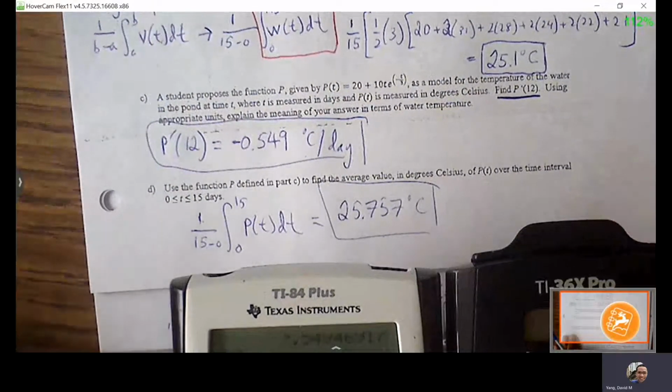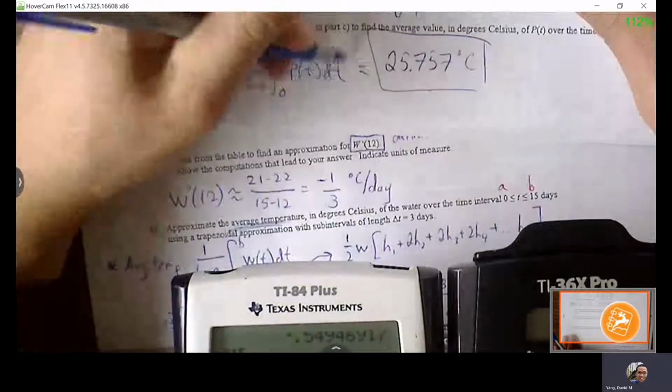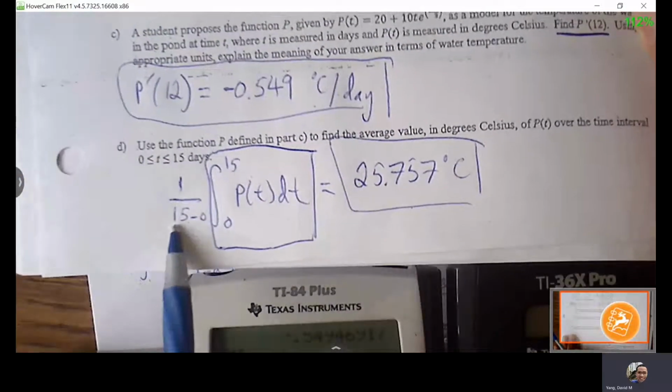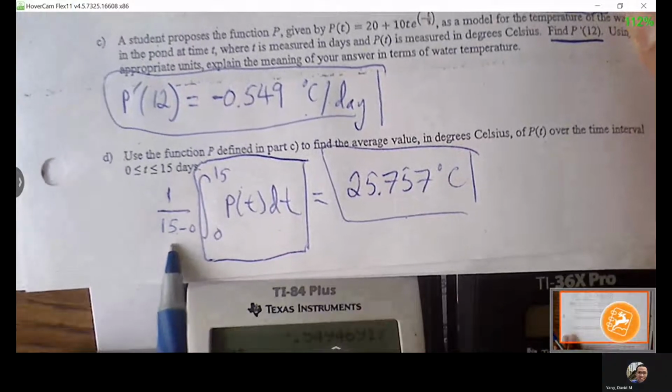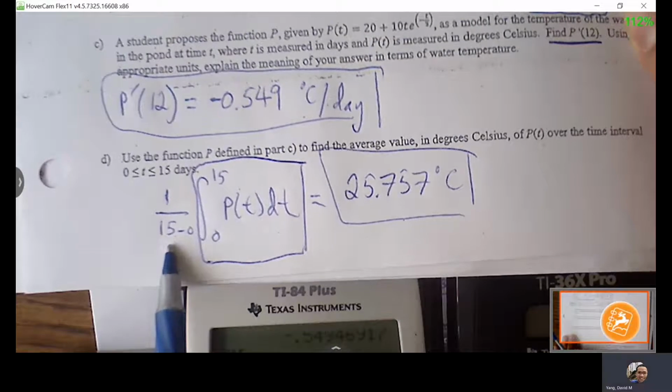Okay, any questions? Yes. The reason why is because average value has that times 1 over 15. So when we plug in the calculator, we only found this integral here. We still got to involve this times 1 over 15, which is the same thing as divided by 15. But we didn't do that for like part D.